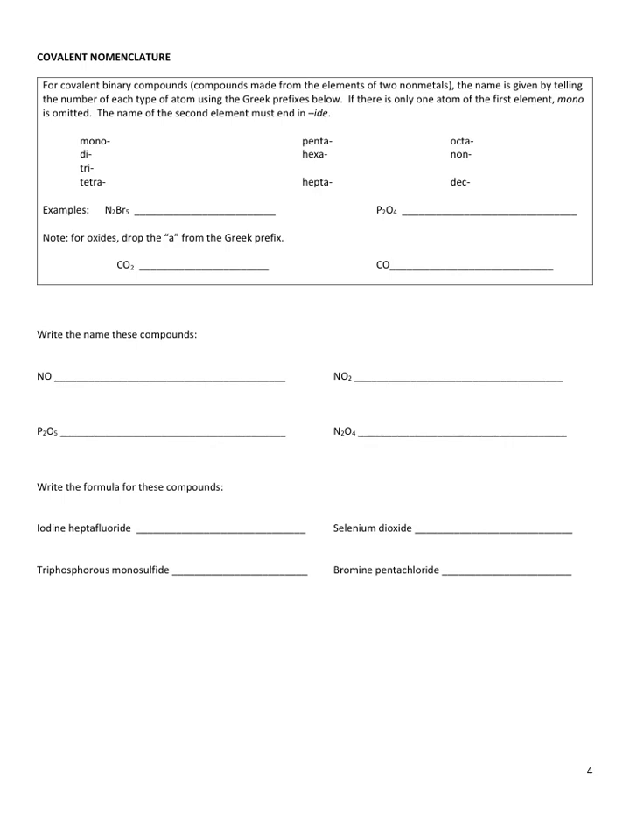First, we got to know our Greek prefixes. Mono means one, di means two, tri means three, tetra means four, penta means five, hexa means six, hepta is seven, not septa, but hepta, octa is eight, non is nine, and dec is 10. Many of these you know already. So what we're going to do is tell the number of each type of atom.